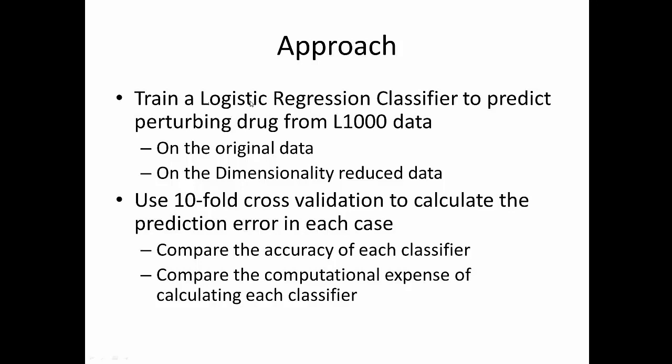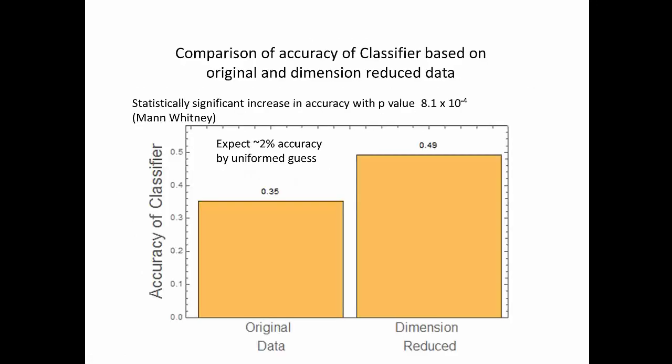So what I'm going to do is train a classifier to try to predict, given a gene expression profile for the landmark genes, what is the drug that made this perturbation. And I'm going to assess the quality of this classifier using cross-validation. I'm going to use tenfold cross-validation. And then we're going to compare the accuracy of the classifiers.